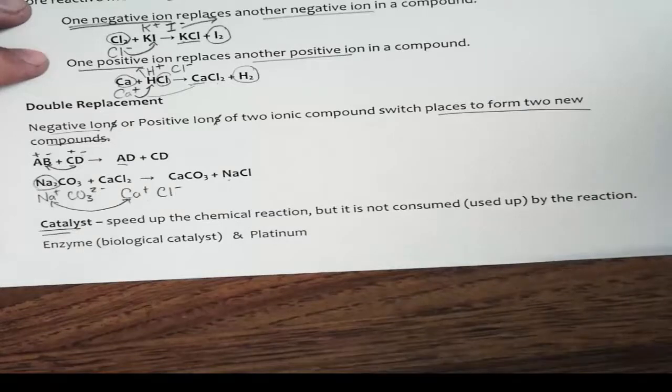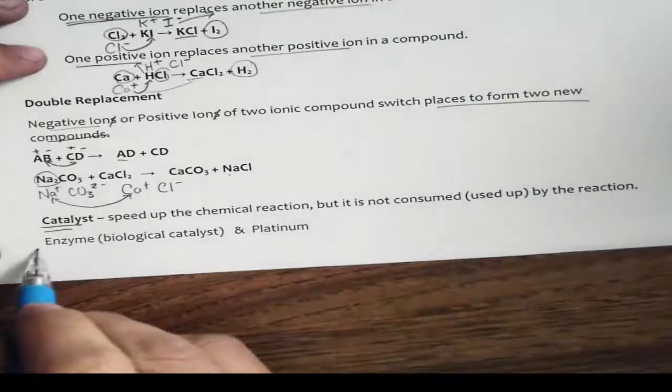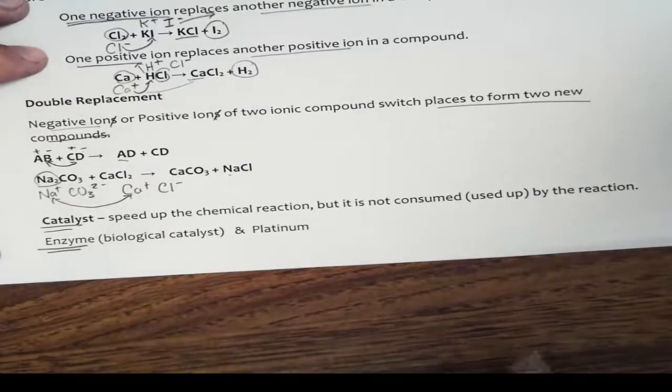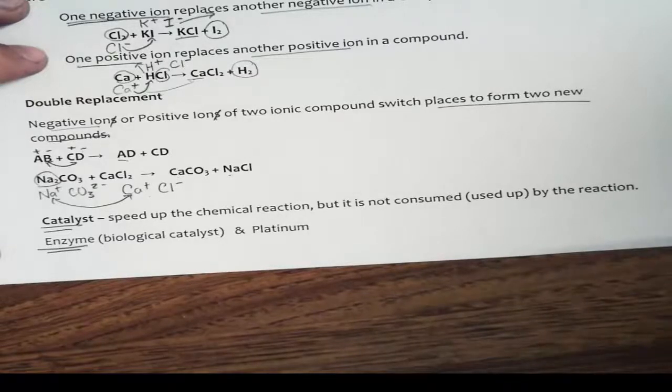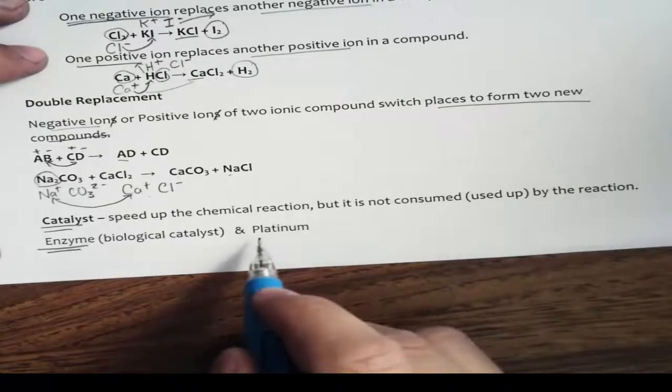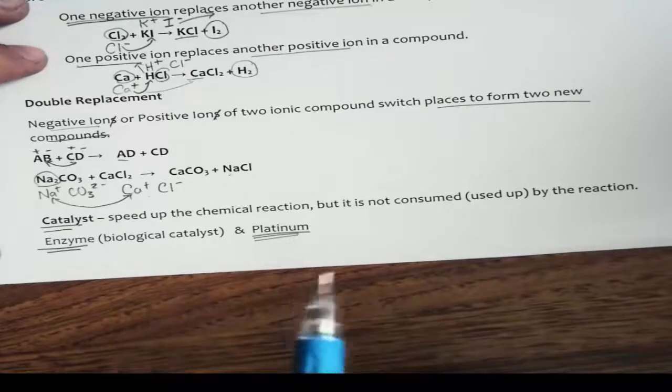So a catalyst will always be there speeding up the chemical reaction as long as there are reactants and products involved. One of the most common and the most important catalysts in life is enzyme. Enzyme is the biological catalyst that makes all living things possible. And if you are driving a fancy car, platinum, a very expensive metal, is used as a catalyst.